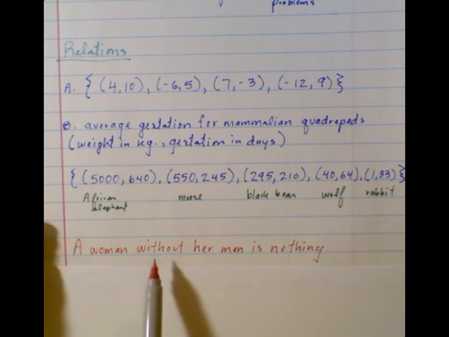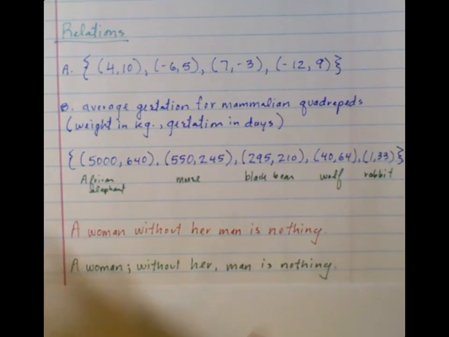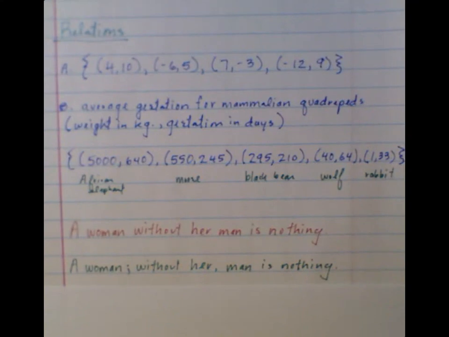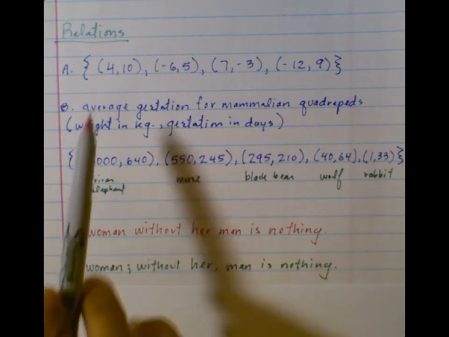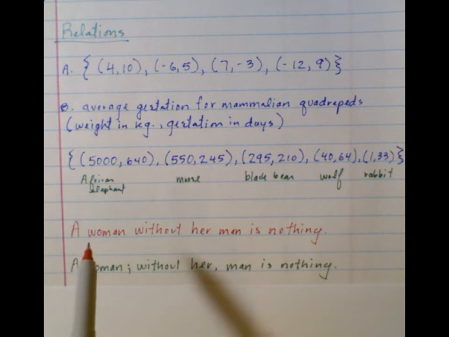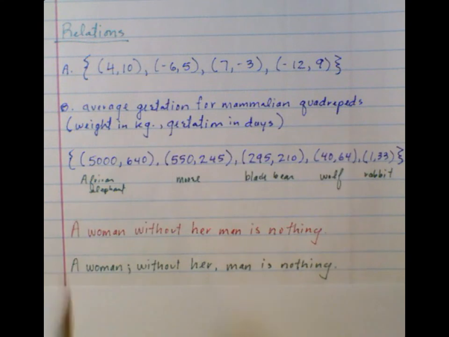If we add some punctuation to this sentence, it's equally offensive, but it says something very, very different. It reads, a woman, without her, man is nothing. Both statements are pretty horrendous. Both of them are sexist, and I don't agree with either statement. I use the two sentences to illustrate how important notation is in math. So it is critical that when reporting a relation or any mathematical idea, you really pay close attention to your notation. I'll be back in the next video to continue.